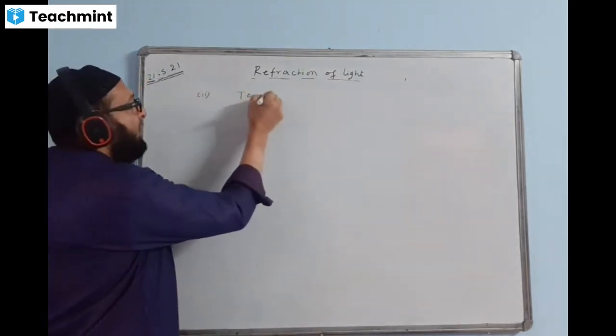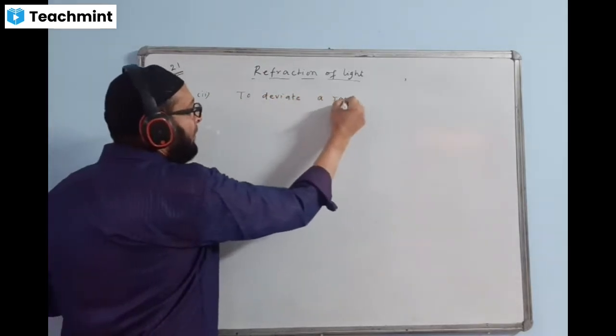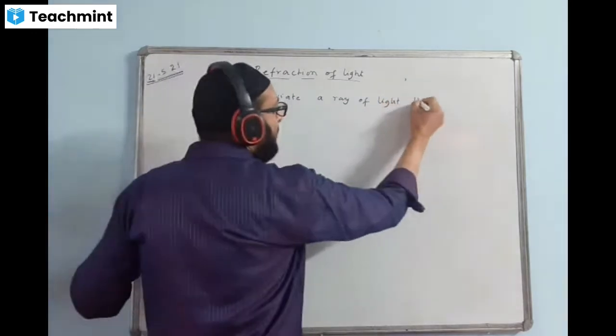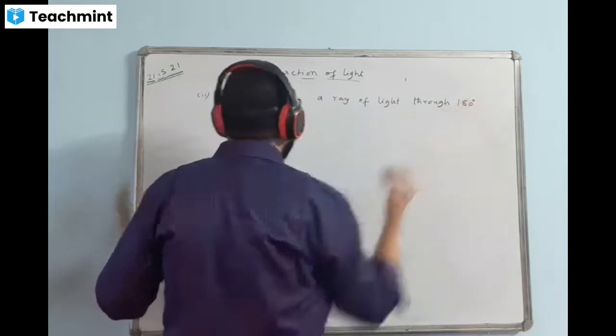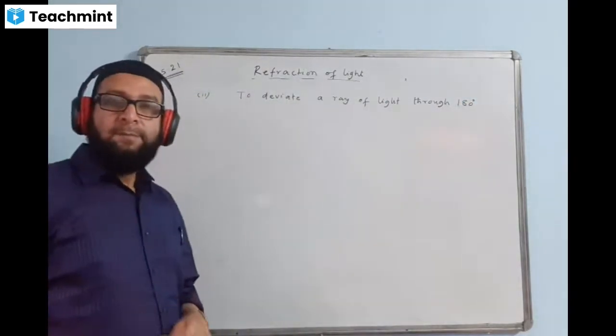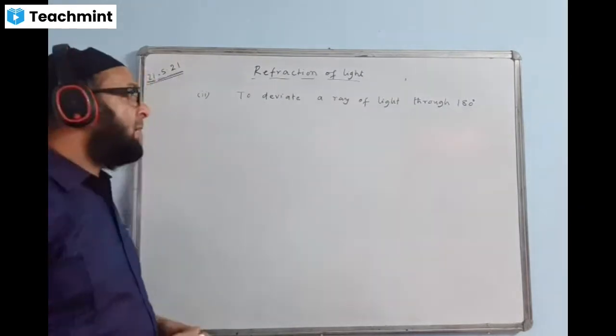To deviate a ray of light through 180 degrees. To deviate a ray of light through 180 degrees. Okay, that is the heading.